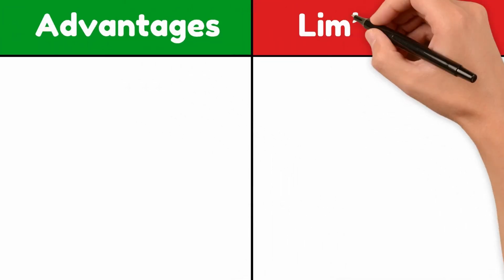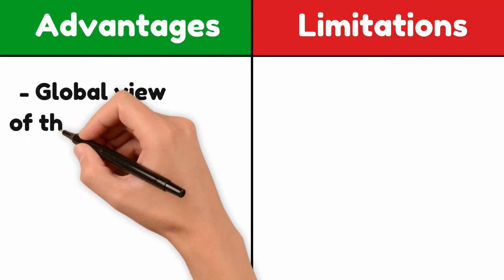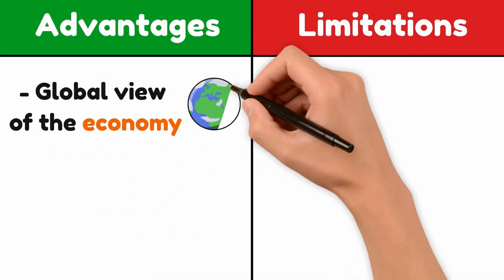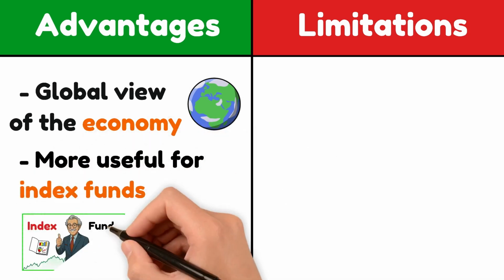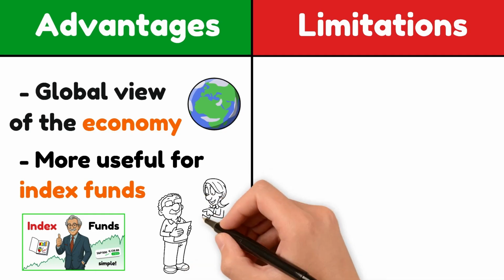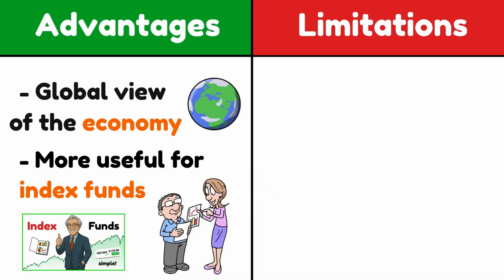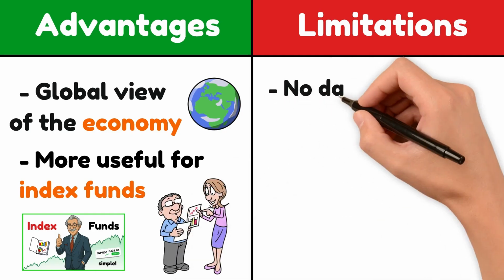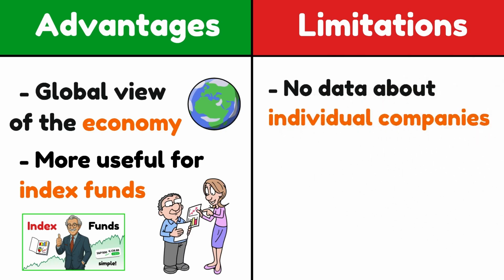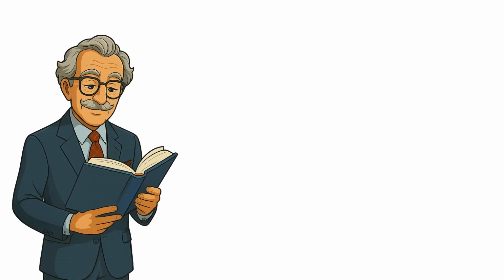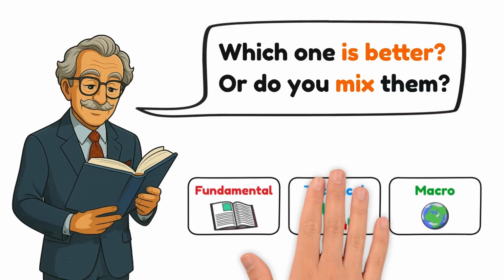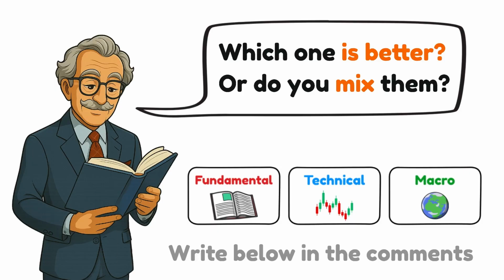As an advantage, macro analysis helps you see the big picture of the whole economy and global markets. It's great if you want to invest in broad things like index funds or ETFs, because it shows you which markets or regions might do well overall. On the downside, it doesn't look at the details of individual companies, like their earnings or financial health. Now you've got a better idea of how fundamental, technical, and macro analysis work.